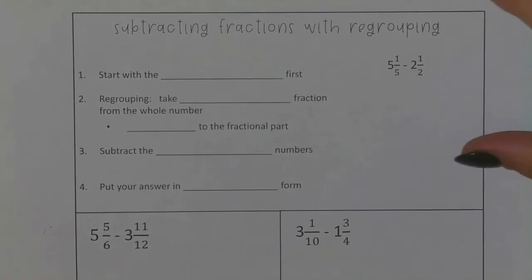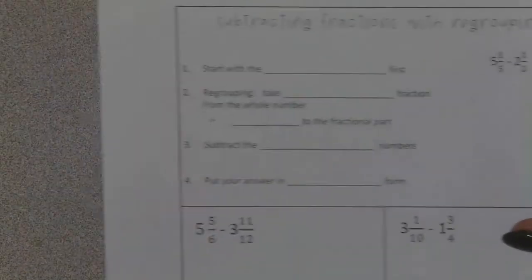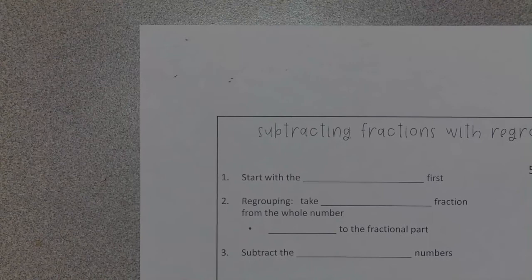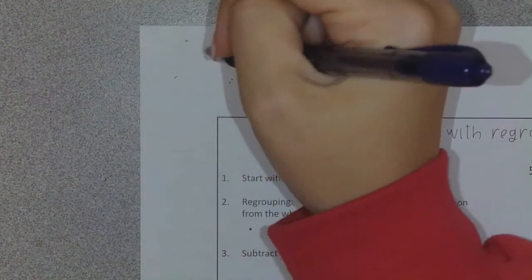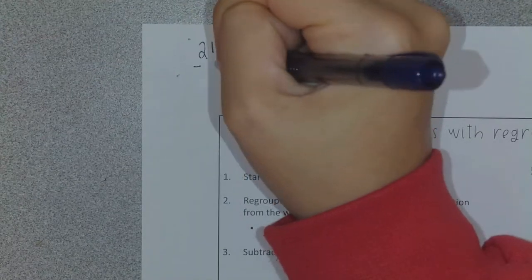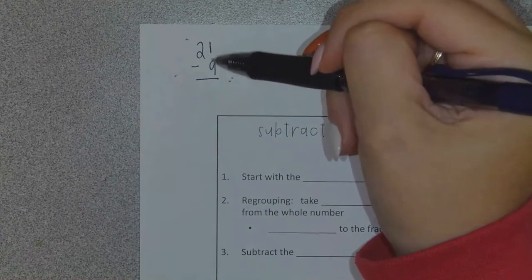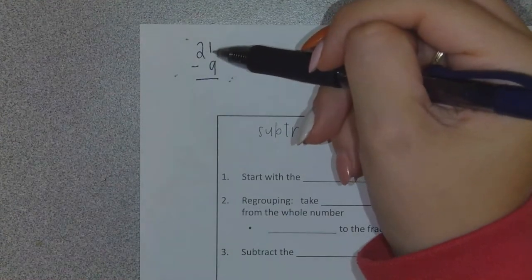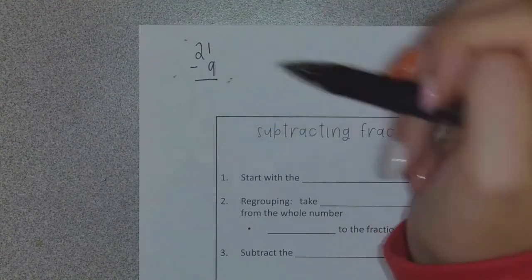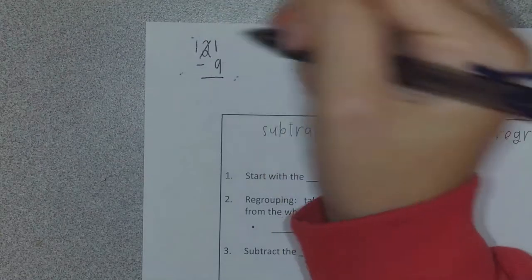All right, so today we're going to look at what happens when we subtract fractions, but we have to regroup. So just kind of a quick reminder on what regrouping is, and I'm going to use whole numbers to do this. Let's say I have the problem of 21 minus 9. Okay, when I subtract, I start right here with my ones, and right now I cannot do 1 minus 9. So we say that we have to go borrow from the tens place so that 2 becomes a 1.